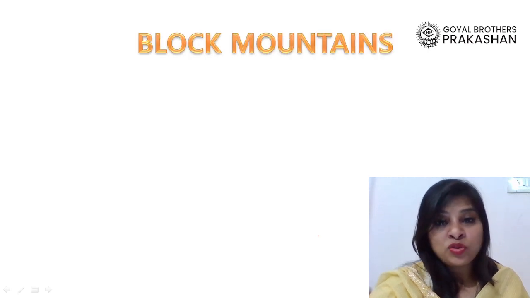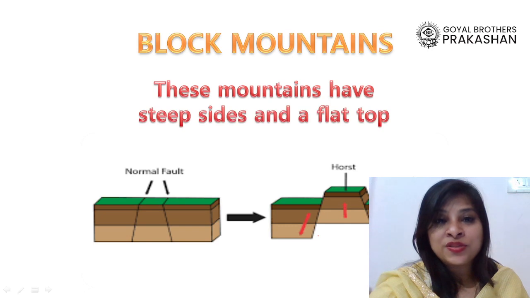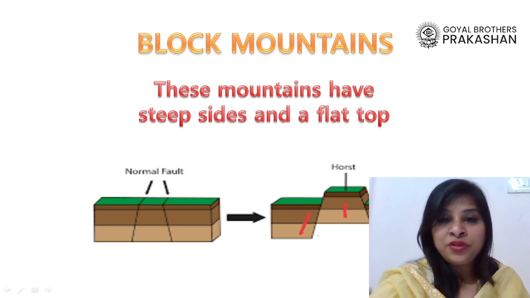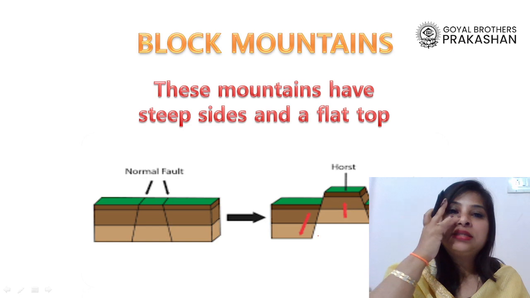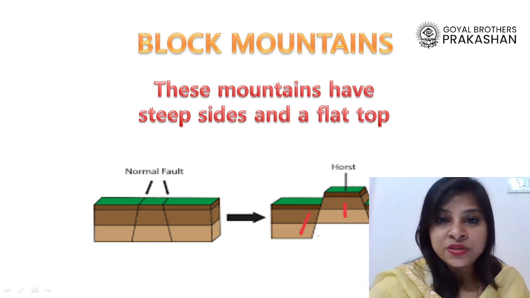Now block mountains. What do you mean by block mountains? These mountains have steep sides and a flat top. Whenever there is a fault, with the compressional force which comes from inside the earth pushing up, a block moves upwards, forming a block mountain. So this is how a block mountain is formed.